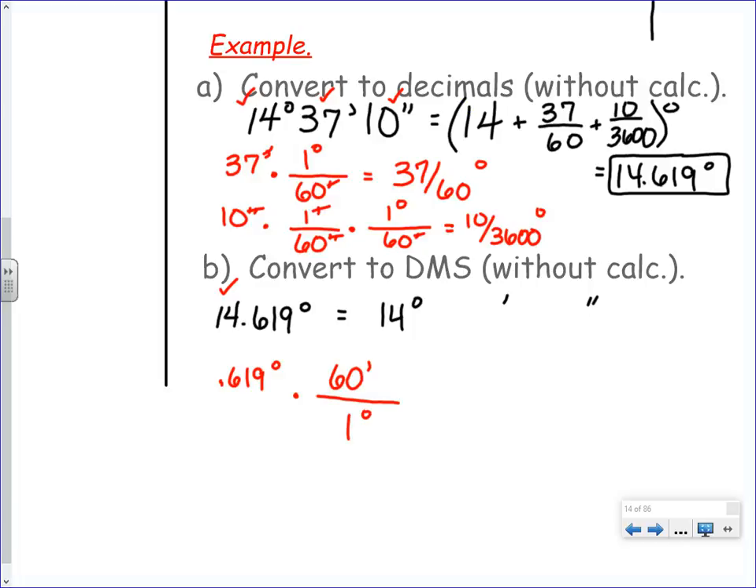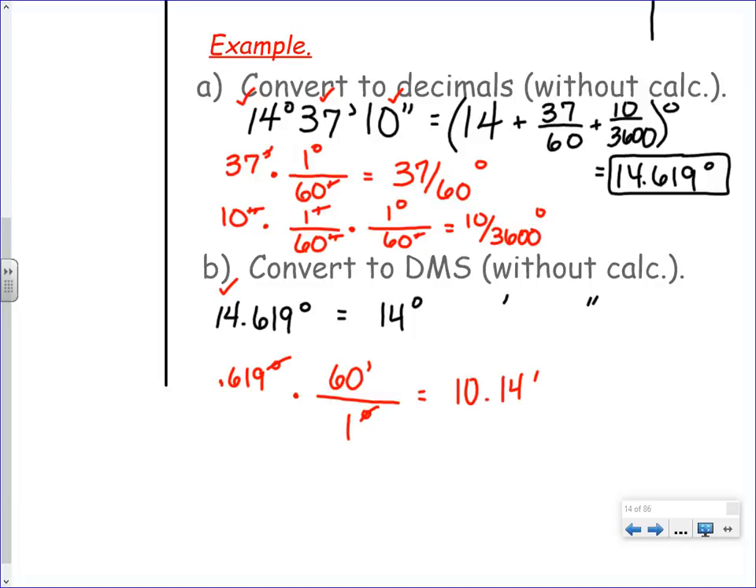Okay, help me out. Whoever has a calculator. Caleb, you had it earlier. Can you multiply 0.619 by 60? 10.14. 10 point what? 14. Okay. 14? Sorry, guys. I was too focused on crossing out my degrees.